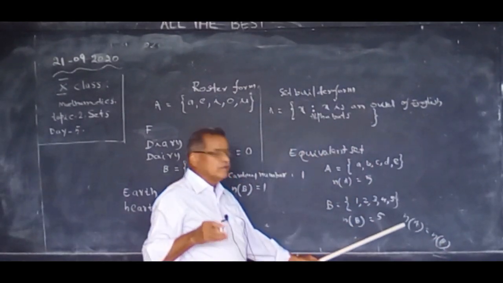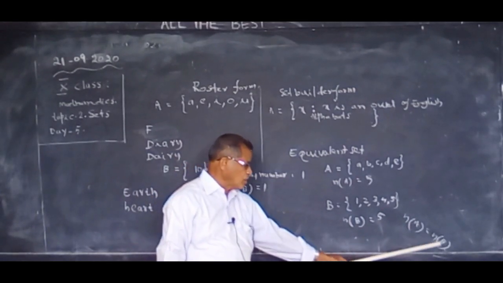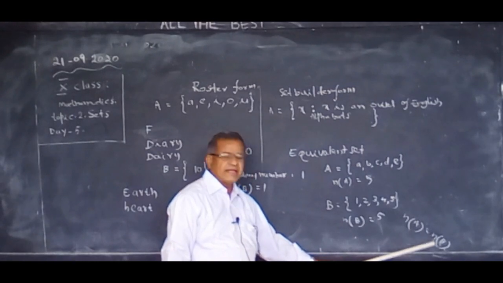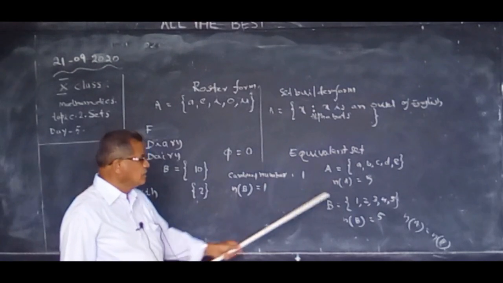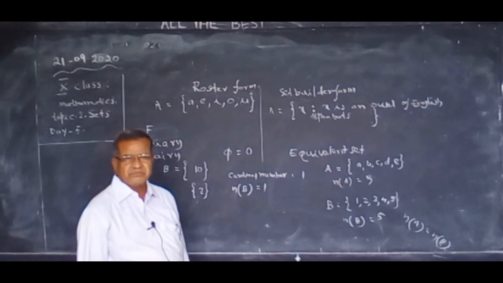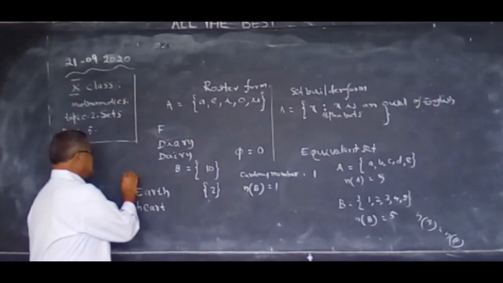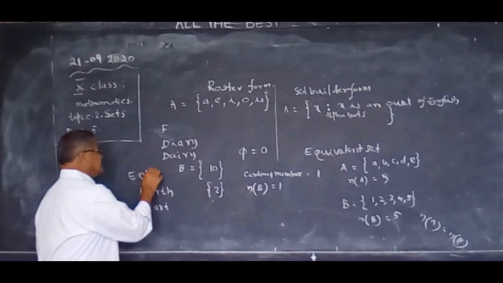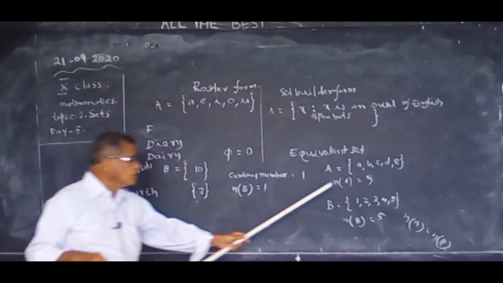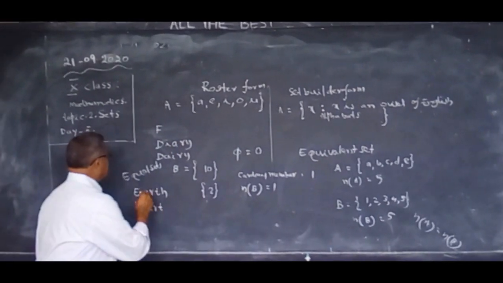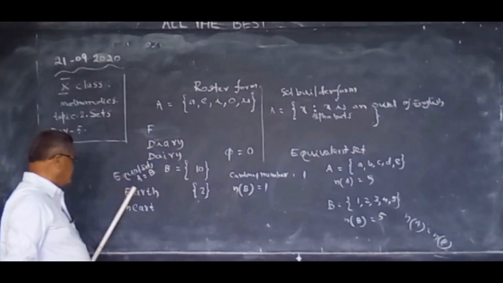Here n stands for cardinal number: the number of elements in set A, the number of elements in set B. We call this the cardinal number. In equal sets, the elements are equal. In equivalent sets, the cardinal number is equal. So simply we can express equal sets with symbols: set A equals set B.